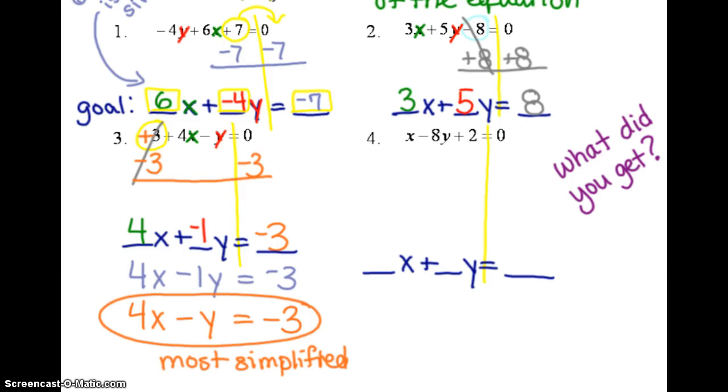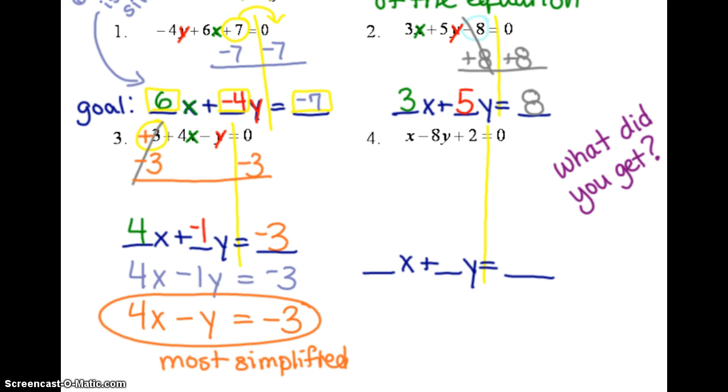Okay, well if you just can't wait for the answer, here it is. I've got an x, I've got a y, and I've got a number without an x or y. The question is, x minus 8y plus 2 equals 0, and I need to put it in standard form. So what goes with x? There's no number in front of it. Oh, well that's my 1, a positive 1 in front of it. That's what goes in its place. So I've got 1x and a minus 8y. I treat it as a negative 8 since I take the sign in front of it.